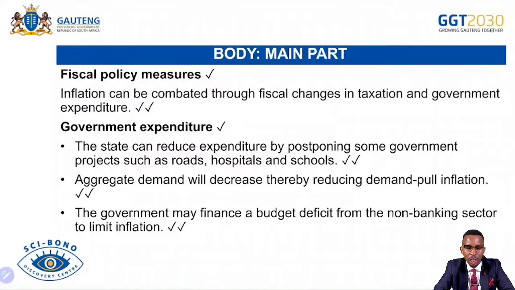And then in this case, we talk about government spending. That's where the government can intervene by either cutting its spending on infrastructure or postponing its spending on some projects so that there will be less job creation and less money flow in the economy. That will lead to less demand for goods and services. So in this case, the state can reduce expenditure by postponing some government projects such as roads, hospitals, and schools. Aggregate demand will decrease, thereby reducing demand-pull inflation. The government may finance the budget deficit from the non-banking sector to limit inflation.